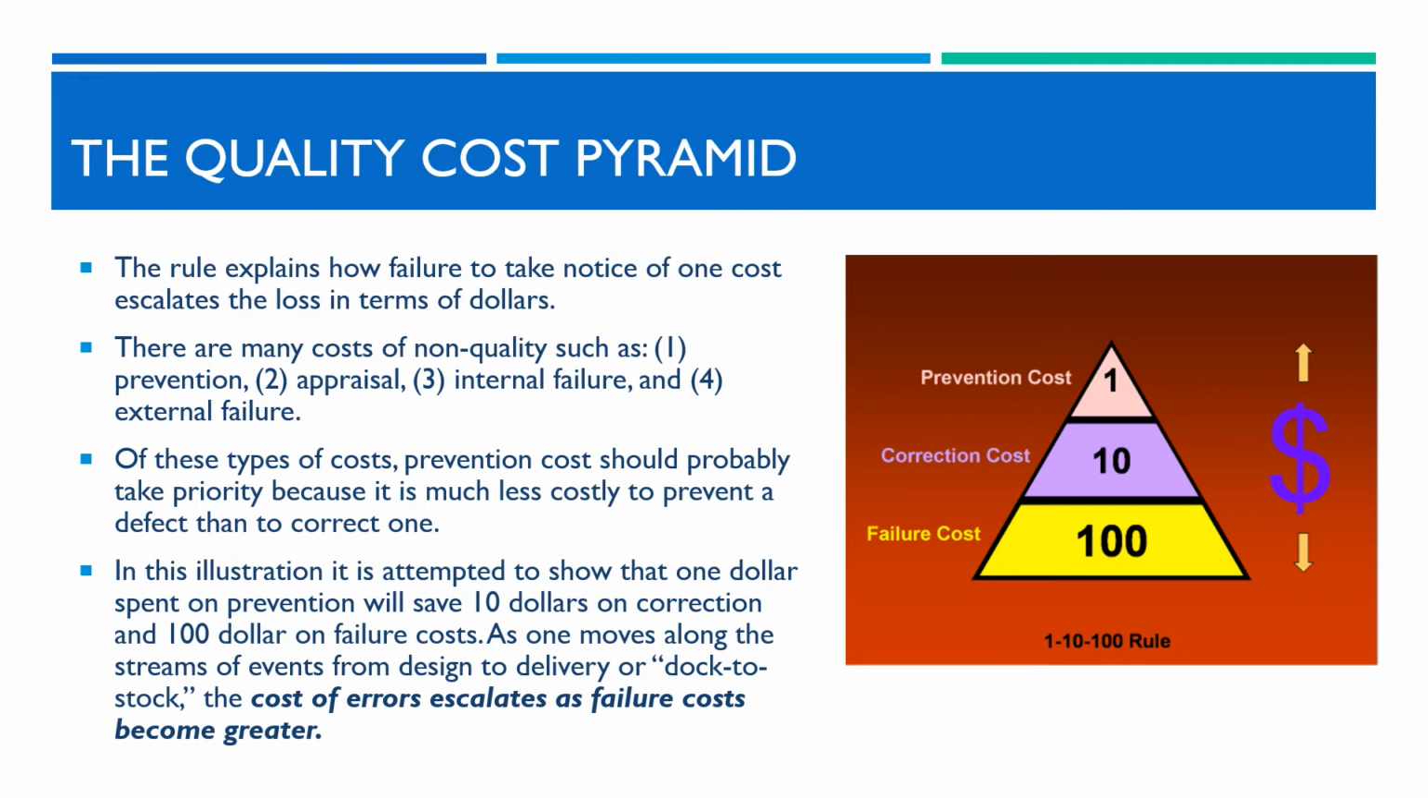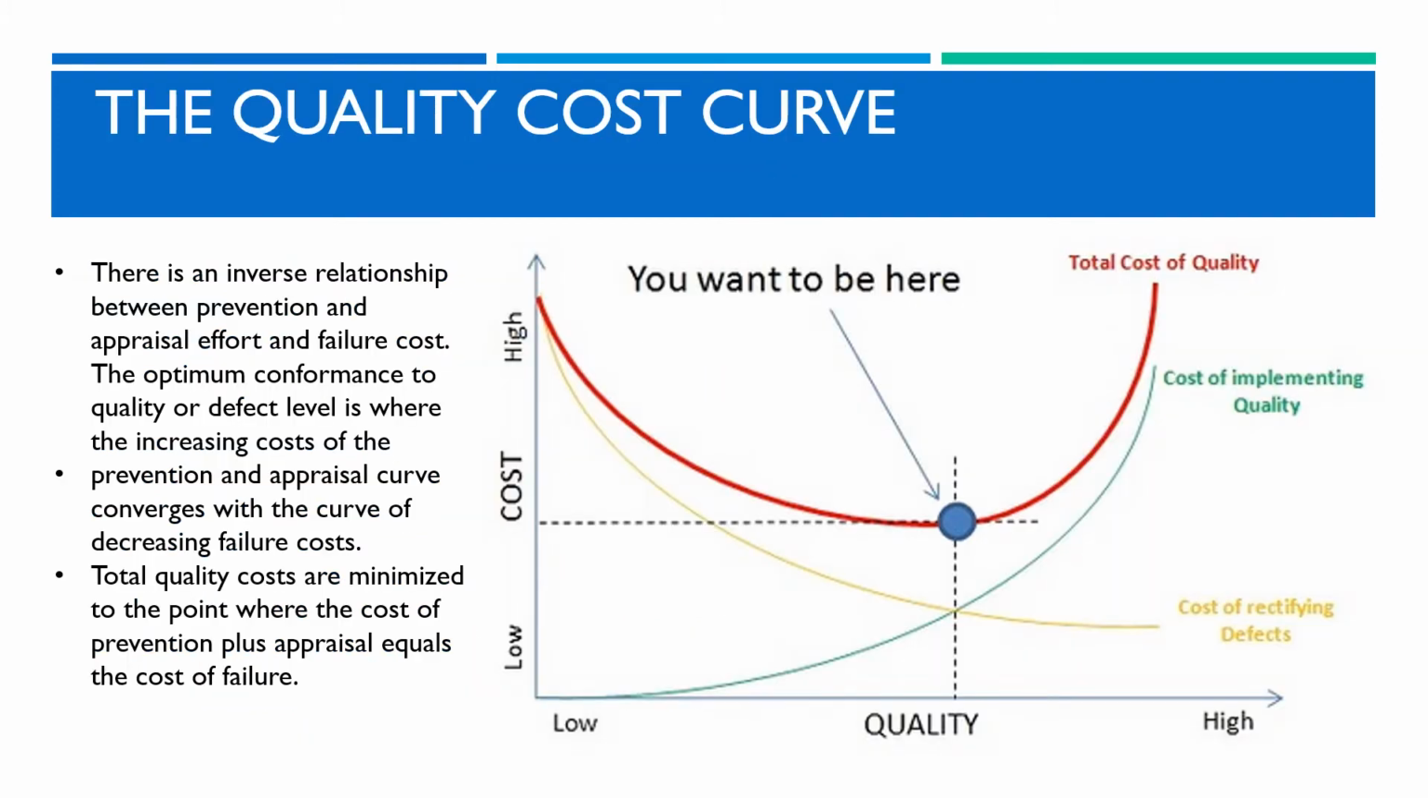The quality cost curve is used to illustrate the inverse relationship between the costs of good quality and the costs of poor quality. There is an inverse relationship between prevention and appraisal effort and failure cost. The optimum conformance to quality, or defect level, is where the increasing costs of the prevention and appraisal curve converges with the curve of decreasing failure costs. Total quality costs are minimized to the point where the cost of prevention plus appraisal equals the cost of failure.